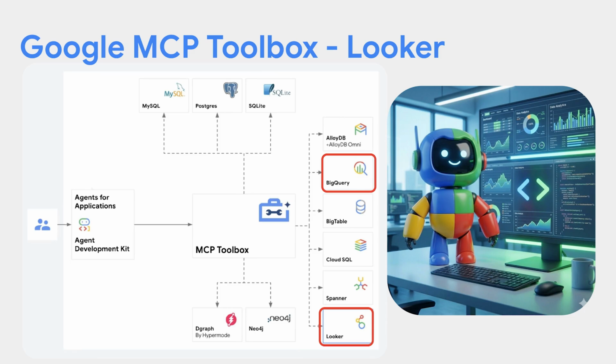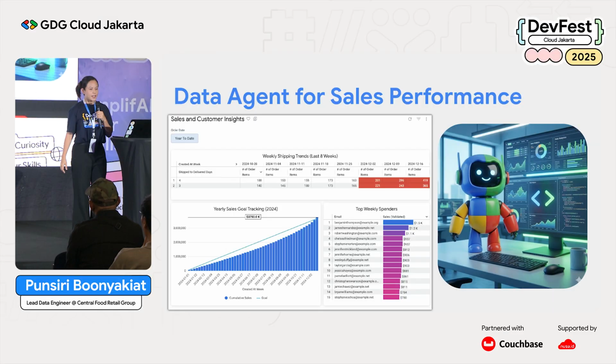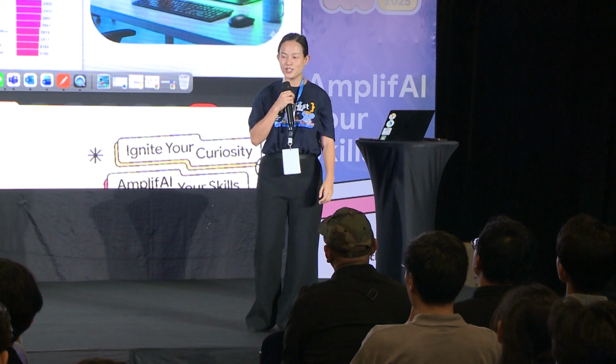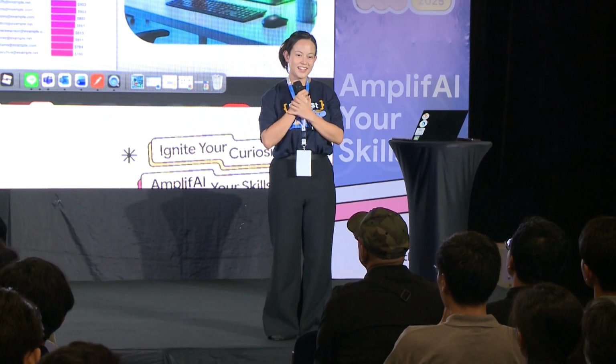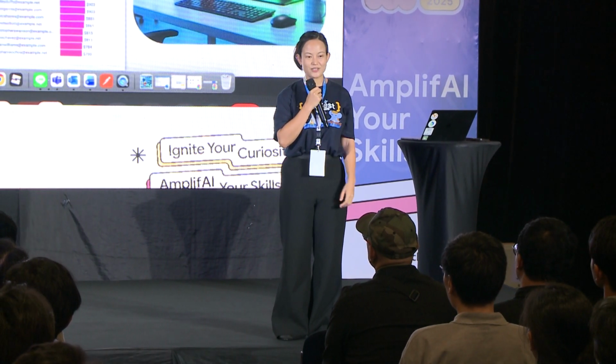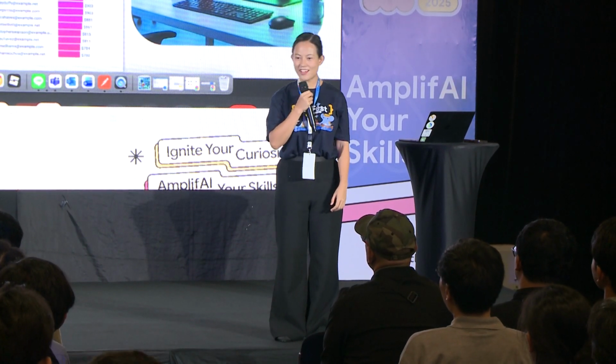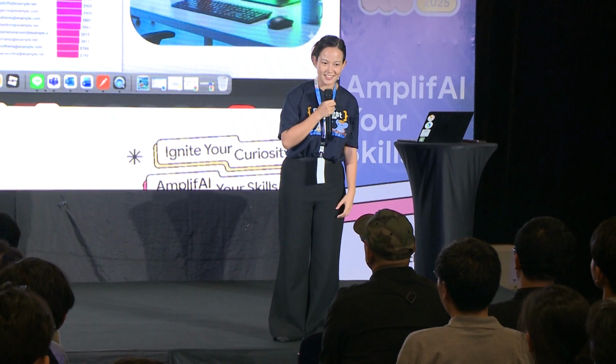You can see it can connect multiple types of database. But what we focus on today is connecting it to Looker. Looker is a Google tool for data analysis, to visualize and work with data. Wouldn't it be good if you could build an AI agent for your CEO, and your CEO would no longer need to ask you, hey, what is the sales performance for this month? Hey, what is our product selling this year?